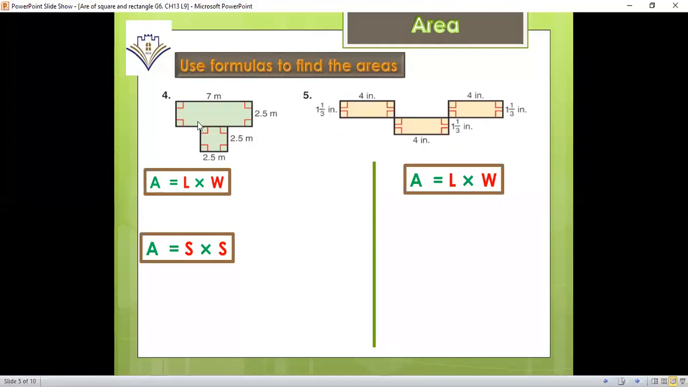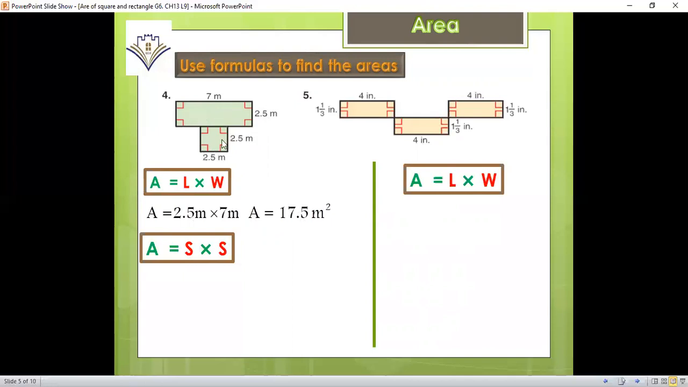Then look at the first one, the rectangle. The area of a rectangle is equal to length multiply width, where the length is 7 and the width is 2.5. Then 7 meter multiply 2.5 meter equals 17.5 square meters. And the point is after 1 decimal place because we have here only 1 decimal. Then it's the area of the first part.